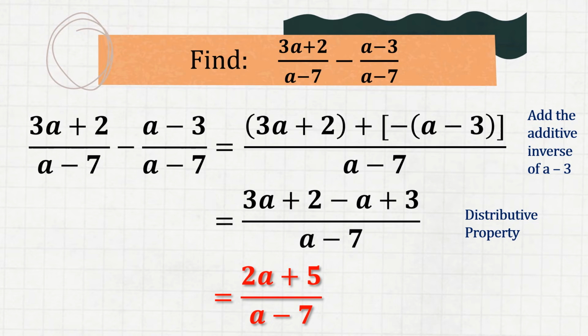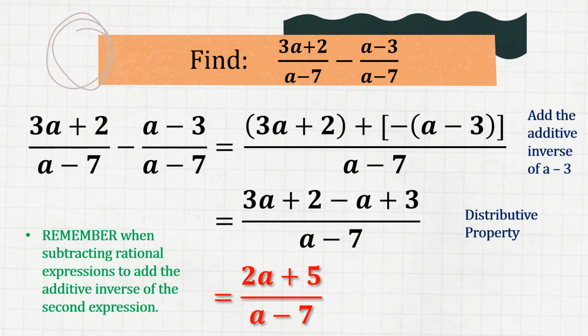Kaya naging 2a siya kasi doon sa 3a minus a. So, 3a minus a is equal to 2a. And 2 plus 3 is equal to 5. So, pwede mo naman na i-rearrange yung nandun sa numerator para hindi ka malito or hindi tayo malito. Then, copy the denominator. Kaya ang sagot natin is 2a plus 5 over a minus 7.